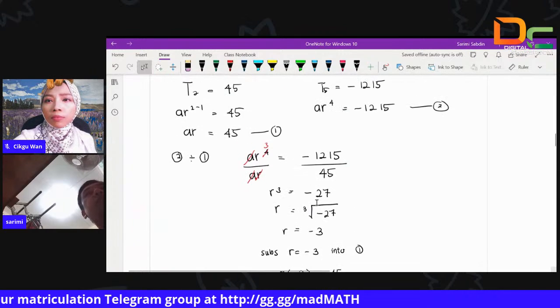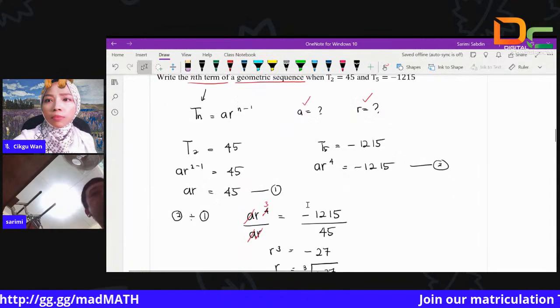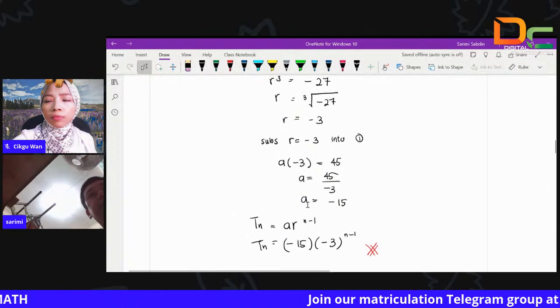In this question, we also use the formula of Tn for a geometric progression.